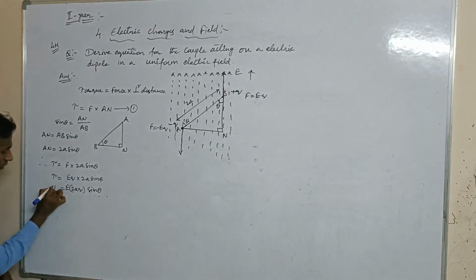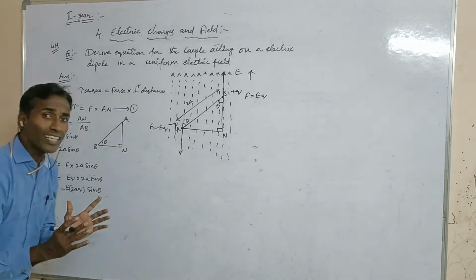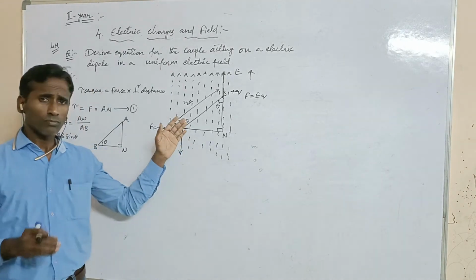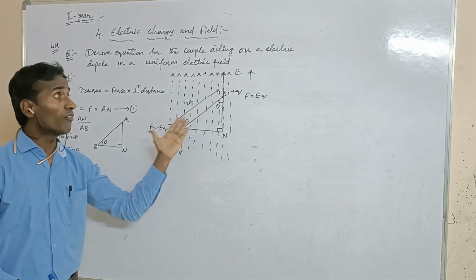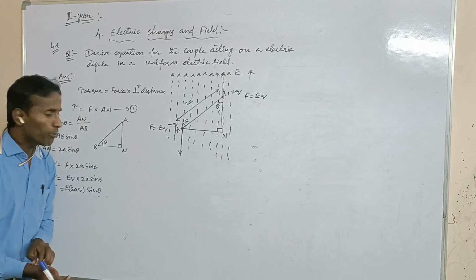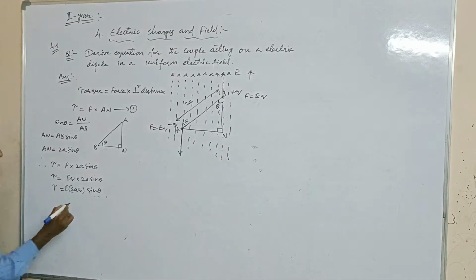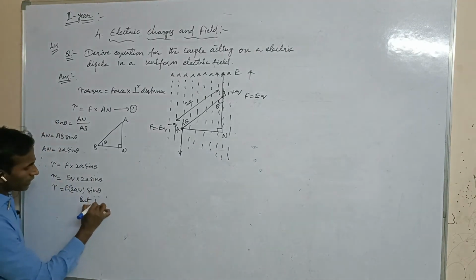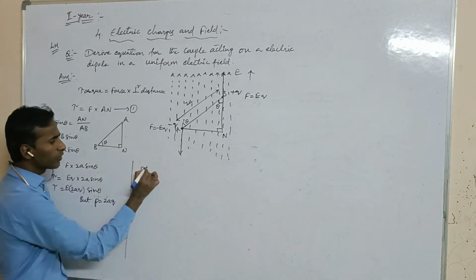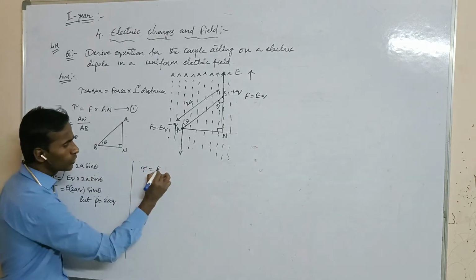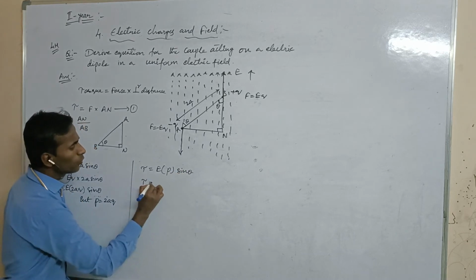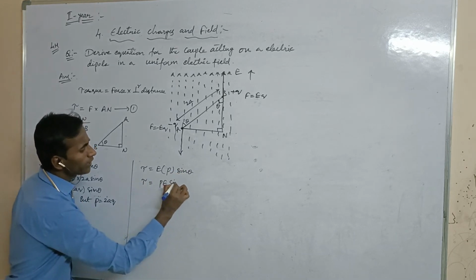Then what is 2aQ? 2aQ is nothing but the dipole moment. What is the dipole moment? The product of the magnitude of either charge and the distance between the two charges is called the dipole moment. That is P is equal to 2aQ. You already know this, but we can write P is equal to 2aQ. Then we can write tau is equal to E into P into sin theta. Then tau is equal to PE sin theta.